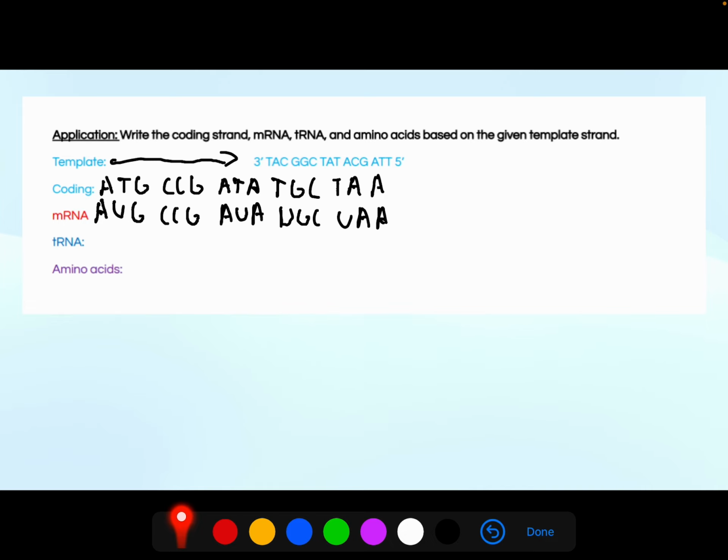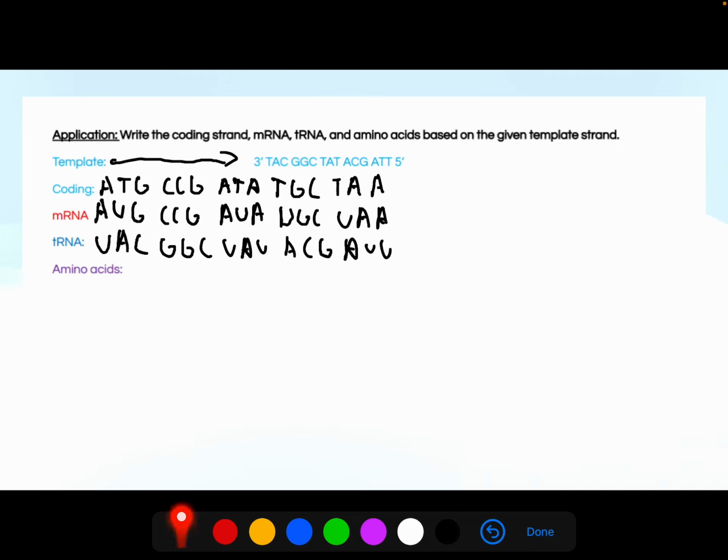T to U. Finally, we want to find our tRNA strand or the anticodon strand. This is going to be complementary to the mRNA and it carries the amino acids. So it's complementary. All we need to do is find what's complementary to the bases of the mRNA. A would go to T, but we're still in RNA, so it actually goes to U. U to A, G to C, and I can keep going down. C's to G's, G to C, A to U, U to A, U to A, C, G, A, U, U.